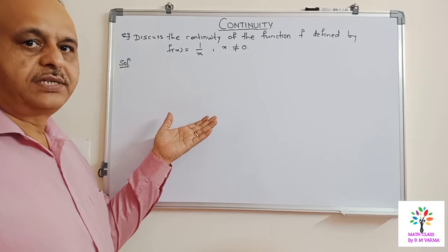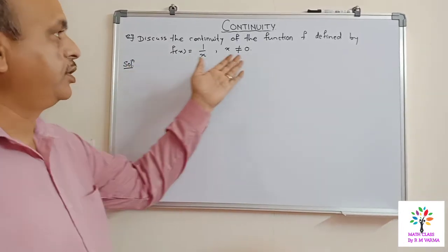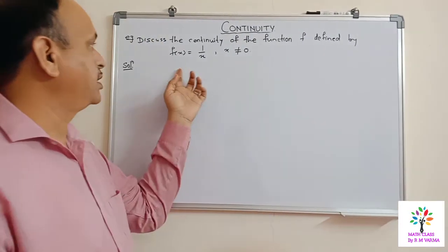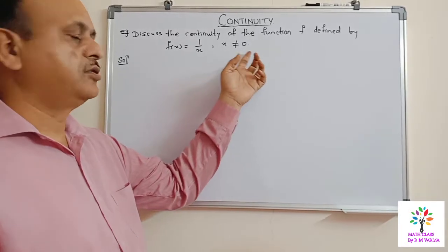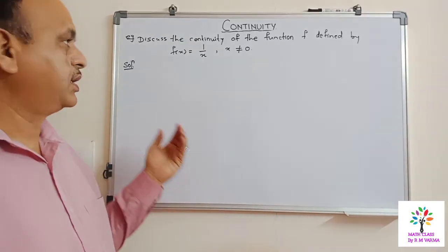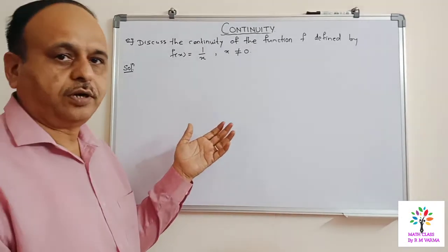Now another example to understand continuity. Discuss the continuity of the function f defined by f(x) = 1/x, x is not equal to 0. Now let us check whether it is continuous or not.